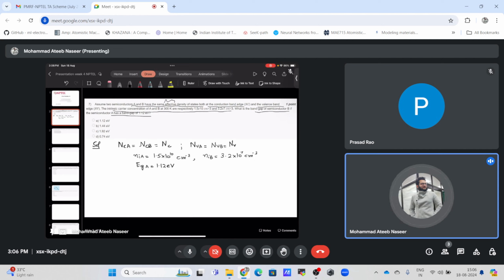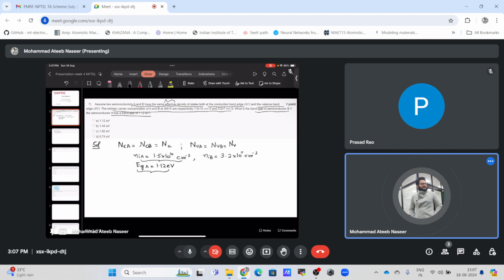By just looking at two numbers, Eg of A and Ni of A, we can qualitatively say that this material is silicon. Although many other materials can also have the same number, till now what we have seen is that silicon has a band gap of 1.12 electron volts and an intrinsic carrier concentration of the order of 10 to the power of 10 per centimeter cube at room temperature. Let's be more precise about the terminology: it is Ni at room temperature.